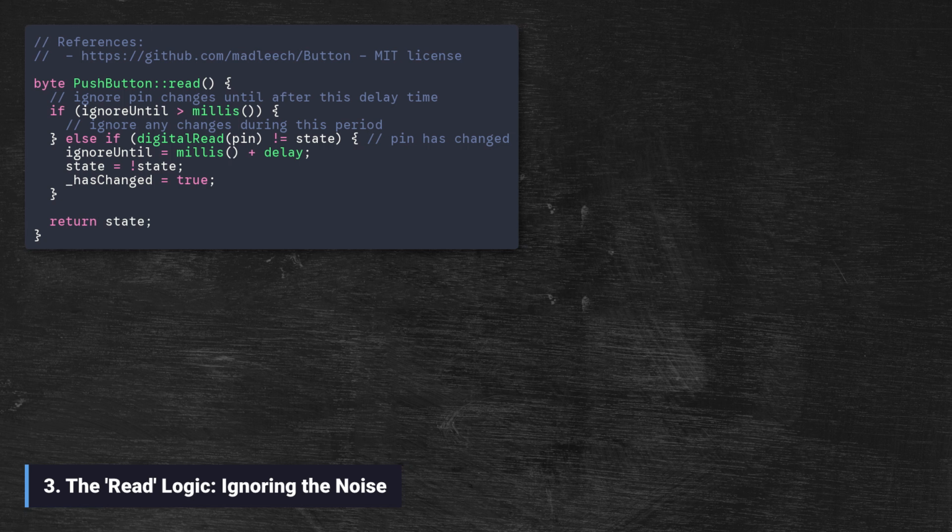Note: the condition statement, ignoreUntil greater than millis, will work incorrectly, because millis will come back to 0 in the future.